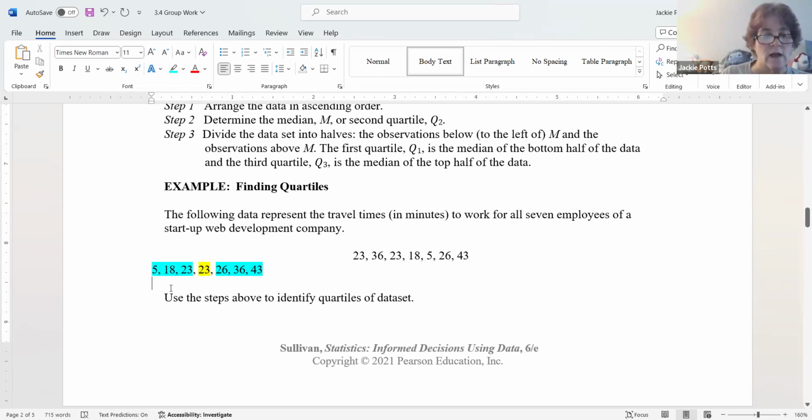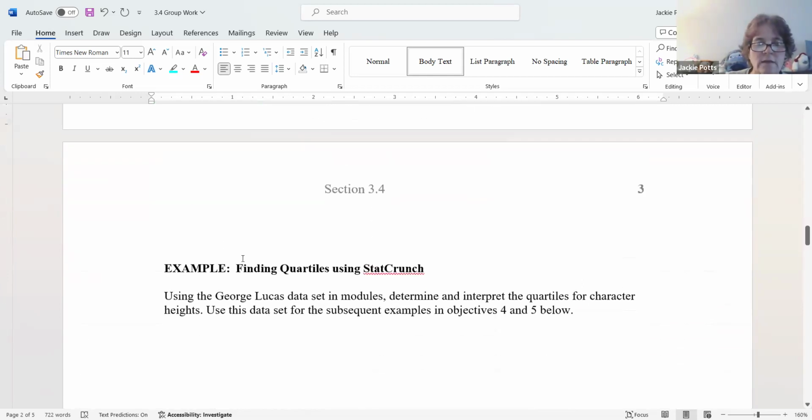So the first quartile would be what? 18. So Q1, the first quartile, is 18. Q2, or the median, is 23. And Q3 would be 36. Everybody seen how I did that? It's the middle number. It's a small data set, should be easy. I've got 3 digits. What's the middle digit of the 3? All right. So there are my quartiles.